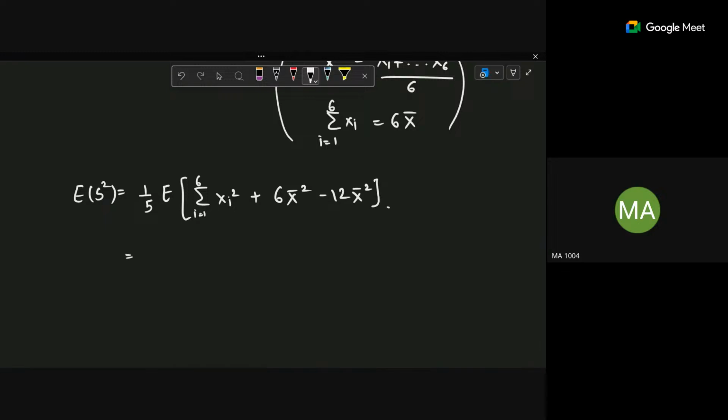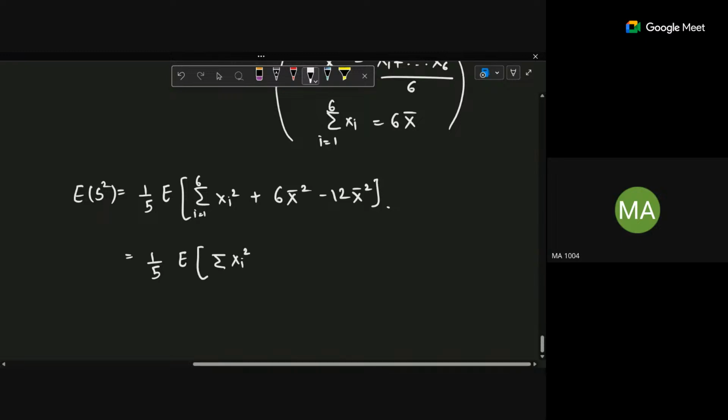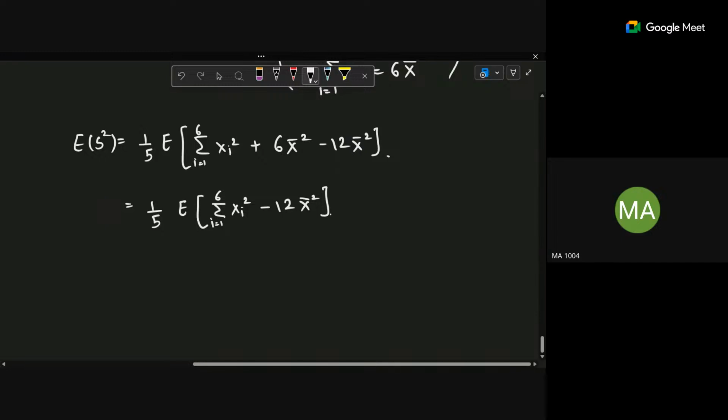So then 1 by 5 expectation of summation xi square, i from 1 to 6, minus 12 x bar square. So now, is any simplification possible further?